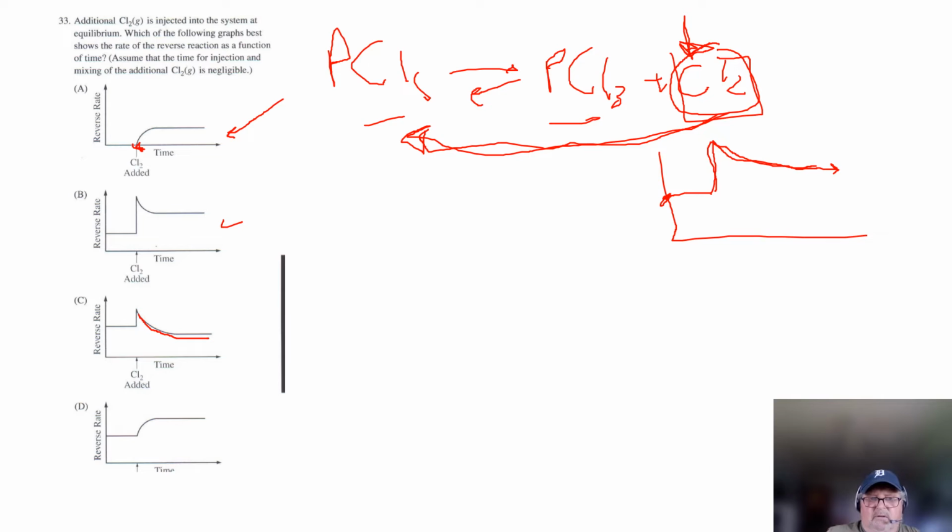And then finally, this one goes up and then reaches some point here. This looks like it goes up gradually. What we're saying is that you add it and then you get an immediate change. So this one says that somehow it doesn't detect the Cl2. As soon as you put it in, it should be detectable. This looks like the Cl2 that you add is not even detectable. So that's definitely this one here.